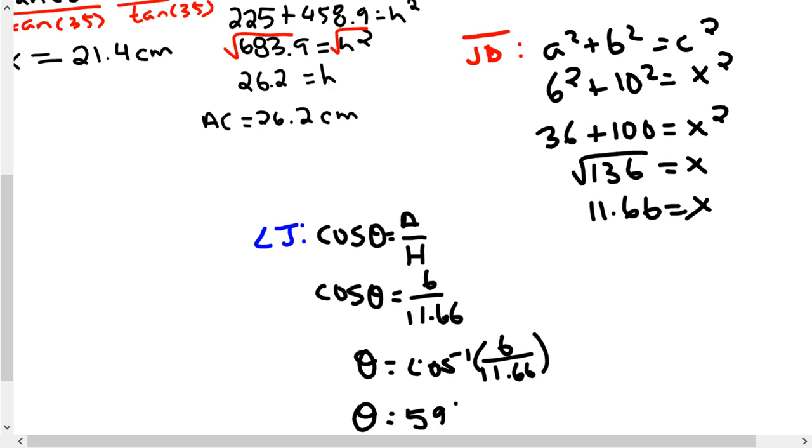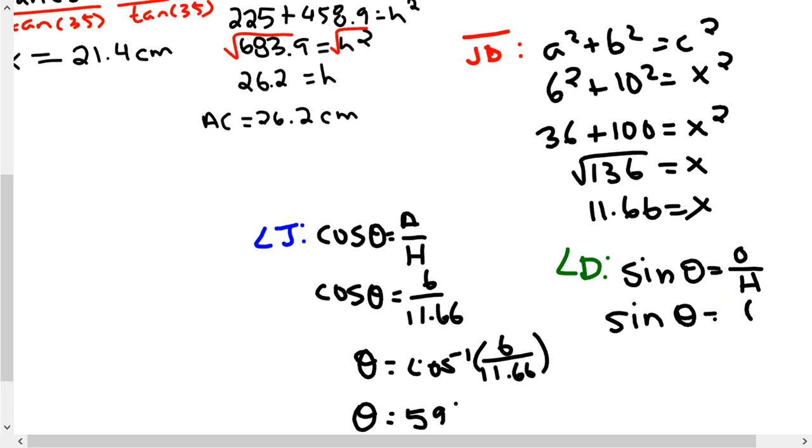So angle D, and I want to use the sine ratio, just because I can. Opposite over hypotenuse. So I don't know my angle, that's what I'm looking for. I can call it d, I can call it theta. My opposite was 6. My hypotenuse was 11.66.